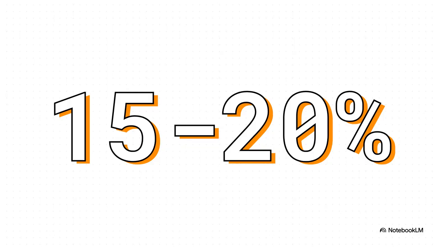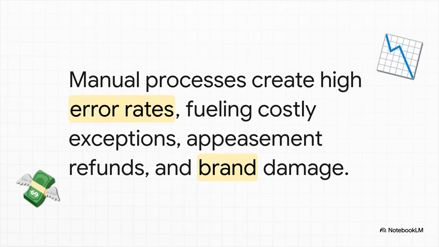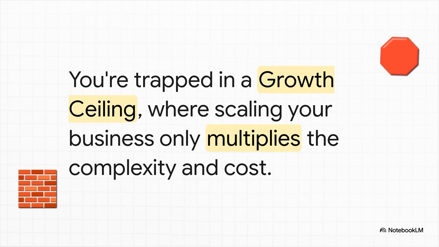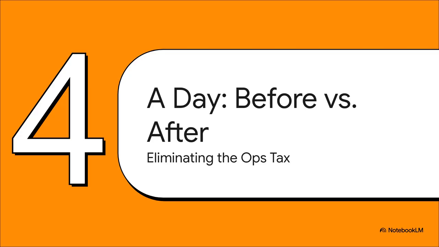And here's another scary number for you, 15 to 20%. This one hits your profit and loss statement directly. That's the typical error rate that comes from all that manual copy-pasting and reconciliation. And every single one of those errors kicks off a fire drill, a costly exception, an angry customer, an expensive refund. That is just profit leaking right out of your business. When you put it all together, you hit what we call a growth ceiling. It's this frustrating place where trying to scale your revenue just multiplies your problems. More orders means more complexity, more costs, more fires to put out. You're basically trapped.